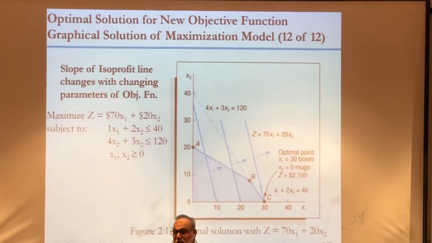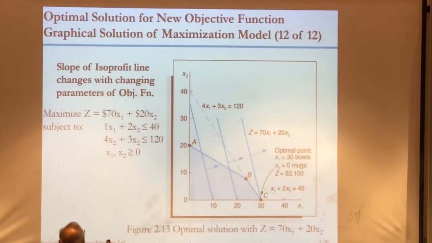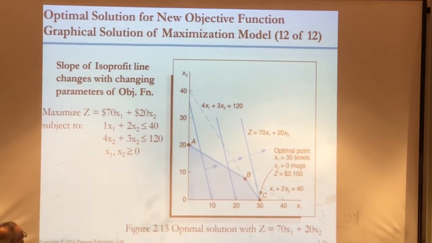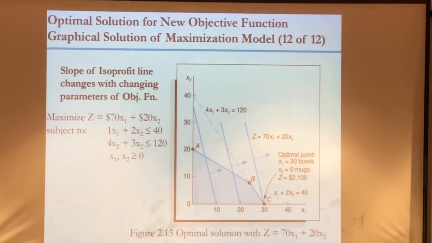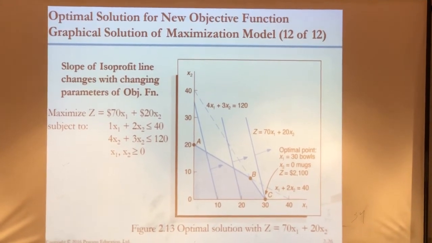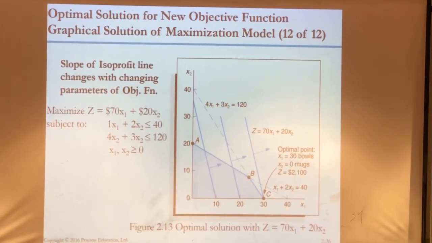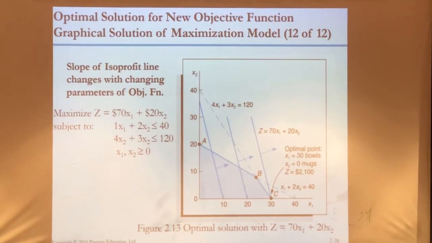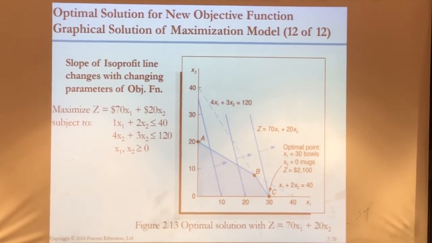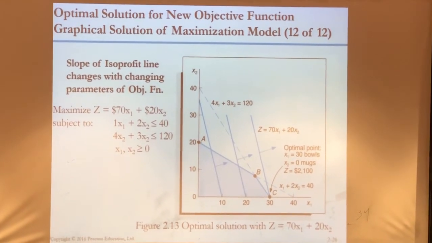So this means that by changing these parameters of the objective function, the slope of the objective function will change, and it can change the optimal corner point from one point to another corner point. Okay.